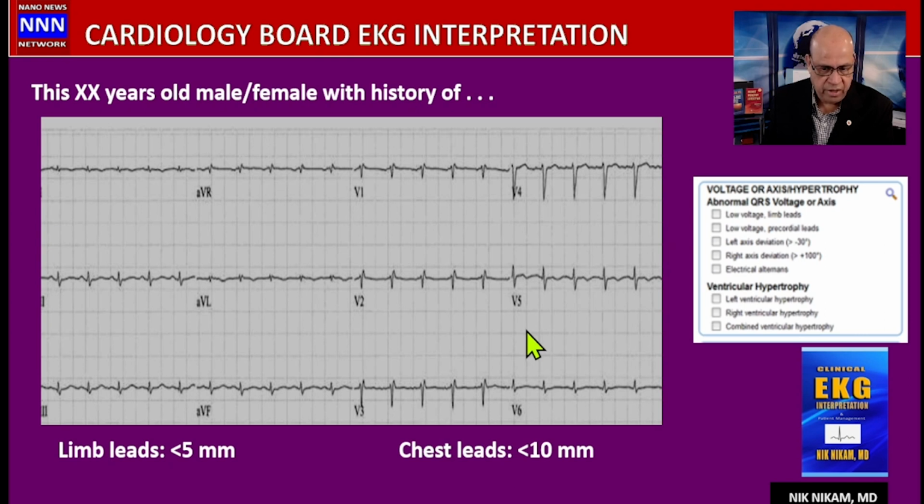Here's another example of low voltage in the limb leads because the R waves are less than 5 millimeters, and in the chest leads the negative deflections are more than 10 millimeters. So for the most part, you see low voltage in the chest leads also. There's also an incomplete right bundle branch block because of the presence of RSR prime changes noted in the electrocardiogram. When we look at these changes, we always need to think about what is causing this, especially in the context of a case presentation.